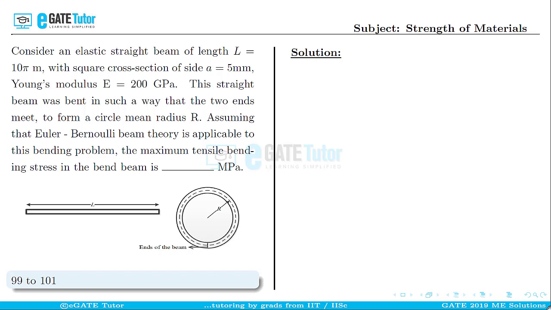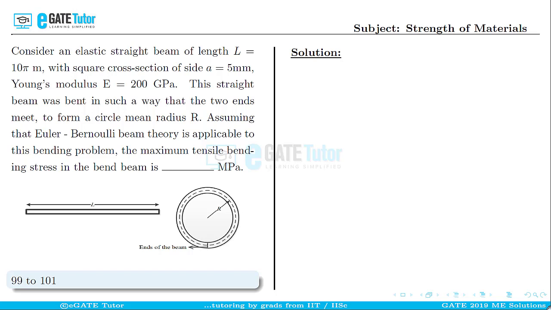Assuming that Euler-Bernoulli beam theory is applicable to this bending problem, the maximum tensile bending stress in the bent beam is dash megapascal. For this numerical answer type question, the accepted answer range is 99 to 101. Let's proceed to the solution.